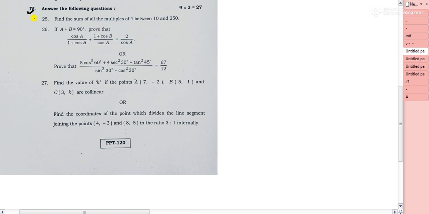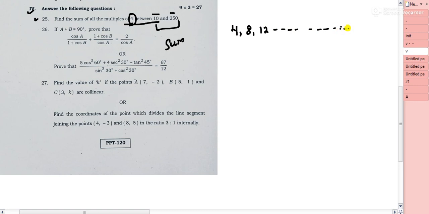Okay, fourth mark, 25th question. Find the sum of all the multiples of 4 between 10 and 250. You know the 4 tables, right? 4 multiples: 4, 8, 12. We learnt at school till 4 tens are 40, but you have to write it till a number which is a multiple of 4, and till 250 you have to write.